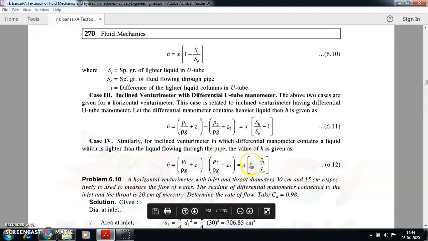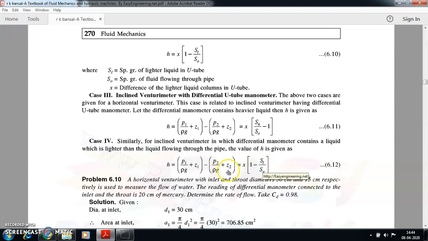Similarly, if the manometer liquid is lighter, then h will be x into (1 minus specific gravity ratio). So this is very important, and it may be any case. See, when we take the specific gravity ratio anywhere here, the specific gravity of the manometer liquid will come in the numerator, and that of the liquid which is flowing through the pipe will come in the denominator. The only difference is whether you will take the specific gravity ratio minus 1, or 1 minus specific gravity ratio. That is what is very important.